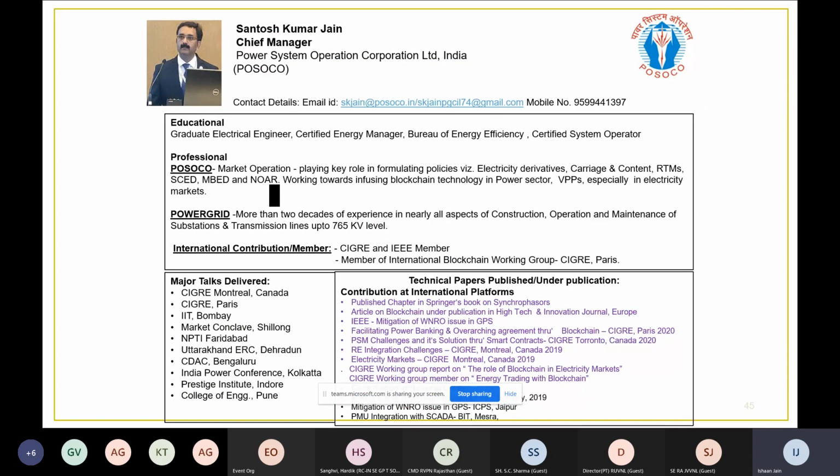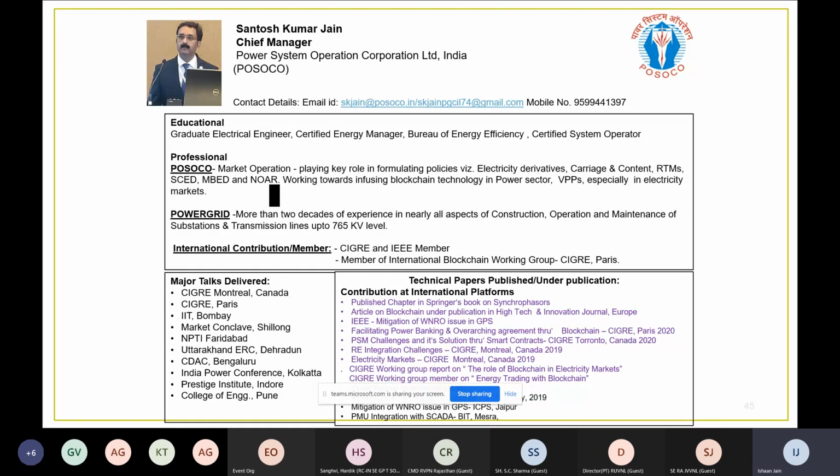And I am continuously trying to study the literature, the concepts, and their implementation, so that the larger community of the power sector can get benefited through these technologies.